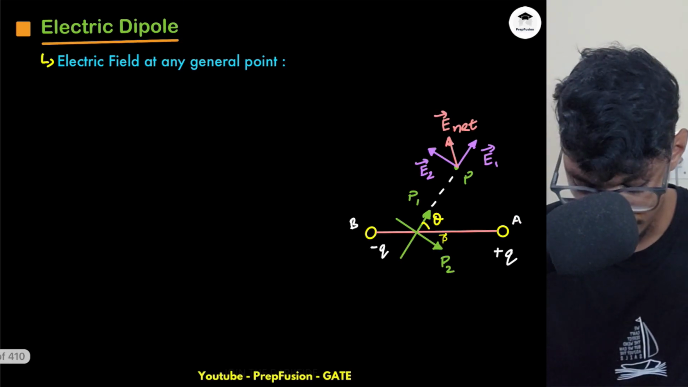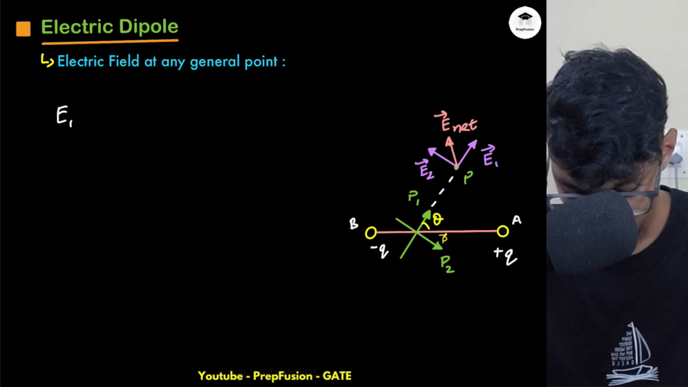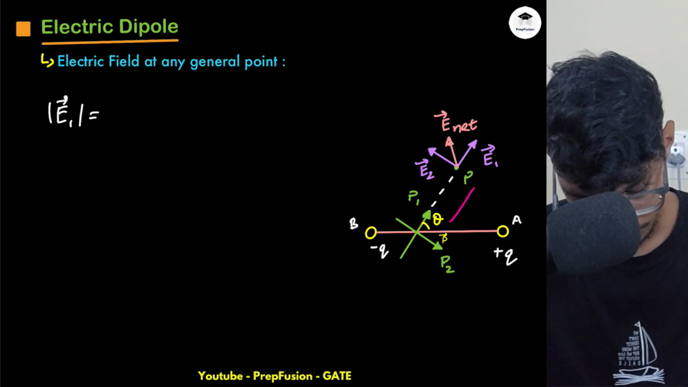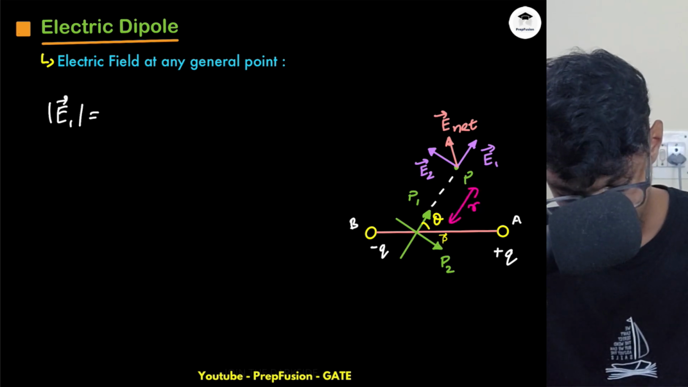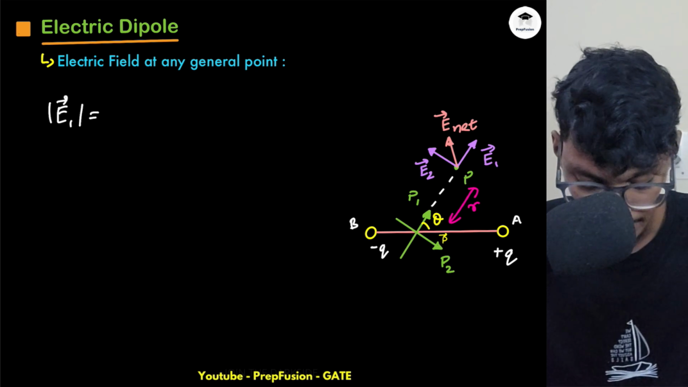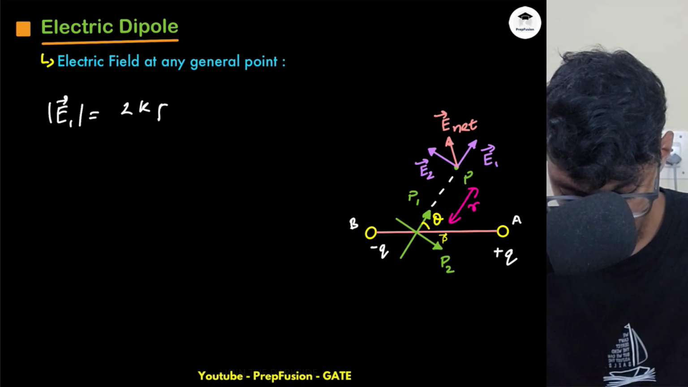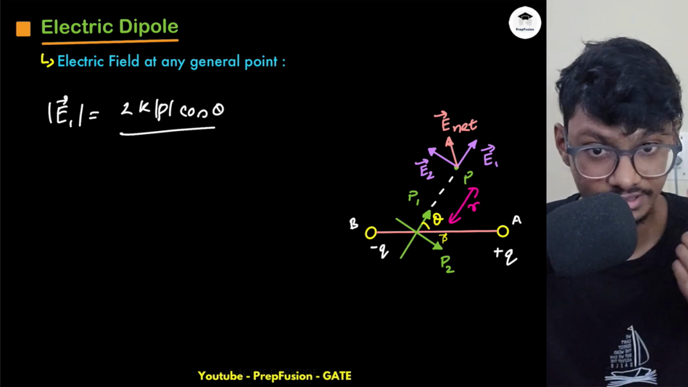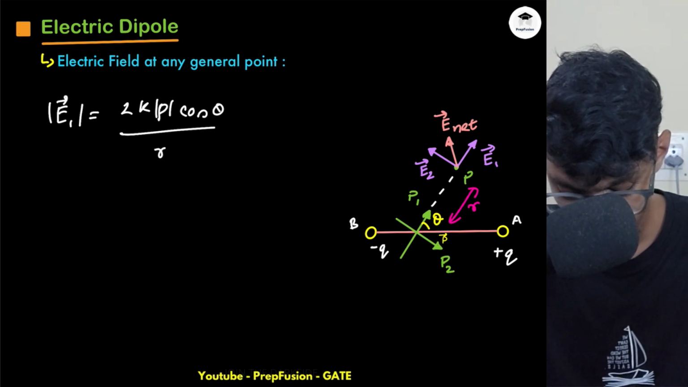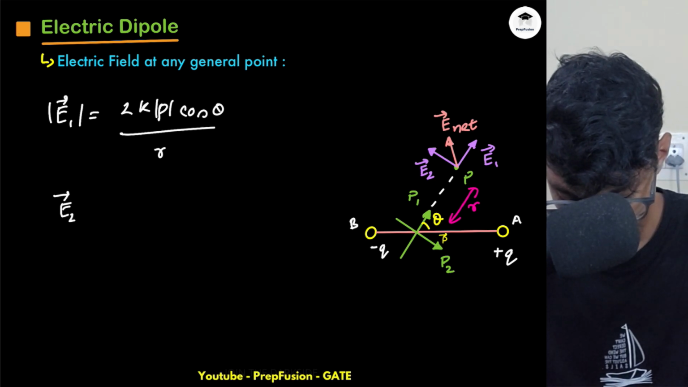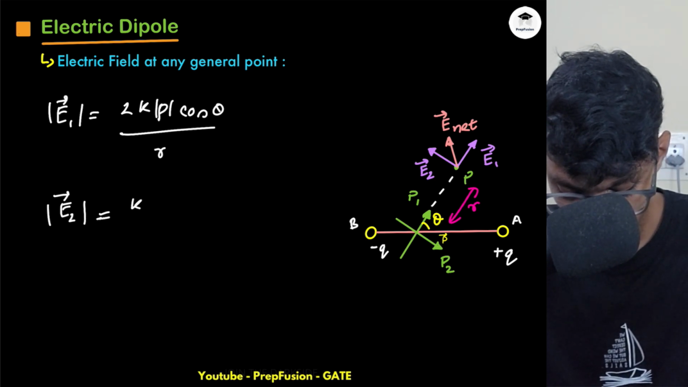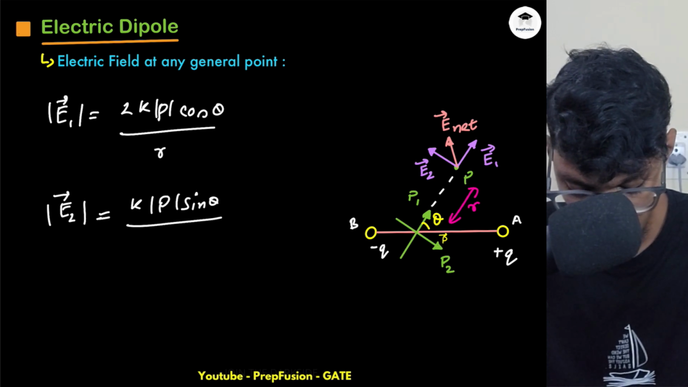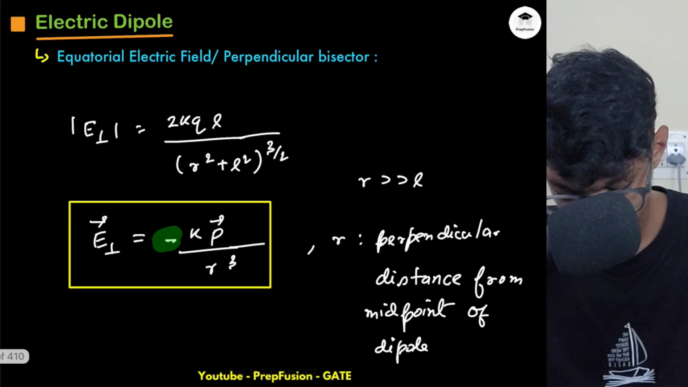So what I can write here is the E1 vector. Magnitude of E1. This distance is R. E1 will be simply axial. What is axial? It is 2Kp cos theta, because now obviously P1 is P cos theta, divided by simple R. What is E2 magnitude? E2 magnitude will be Kp sin theta by r cube, and obviously there was another expression.